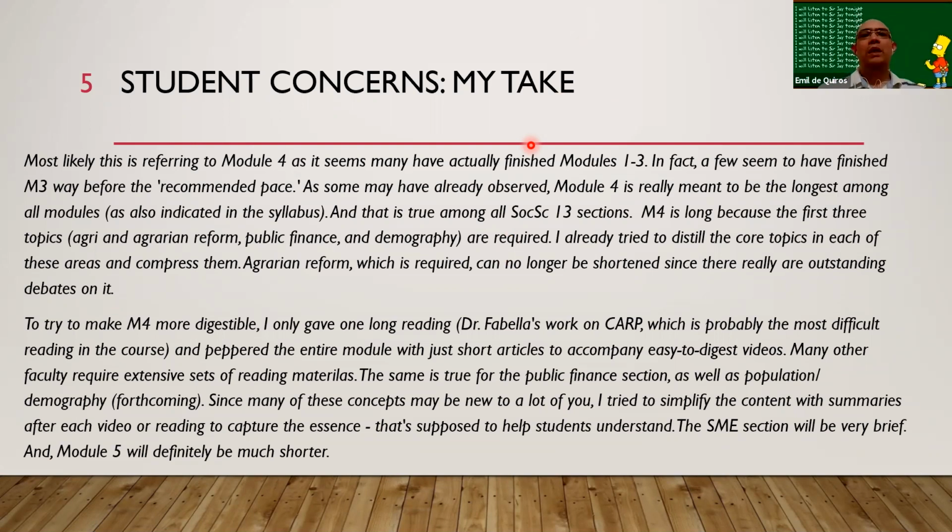That's really the longest among all modules, because one of the reasons is 3 out of 4 topics are required in the syllabus, in the description that Ateneo sent to Chet. We're really supposed to cover agriculture and agrarian reform, public finance, fiscal, and demography, population. And I inserted, and I will be uploading, a very short sub-module on micro, small, and medium enterprises at the end of Module 4 because you guys are JG SOM students. That's very relevant for you guys.